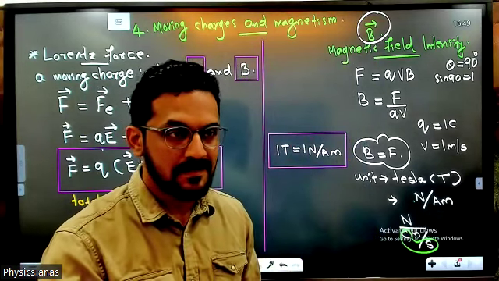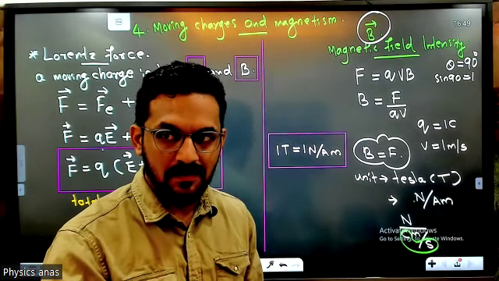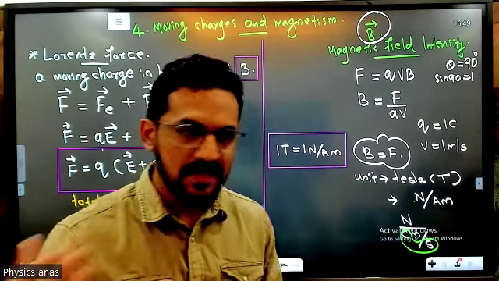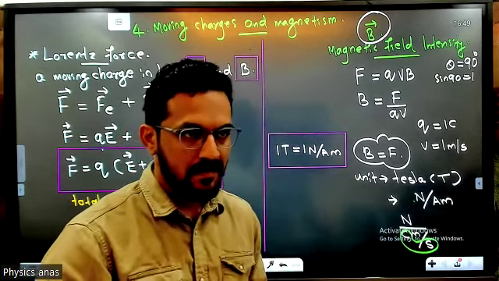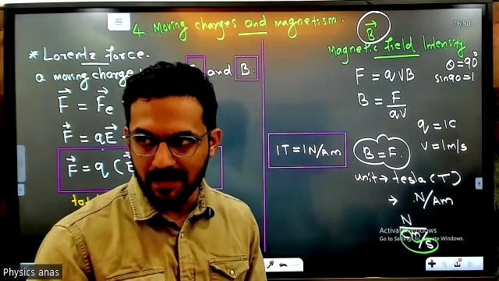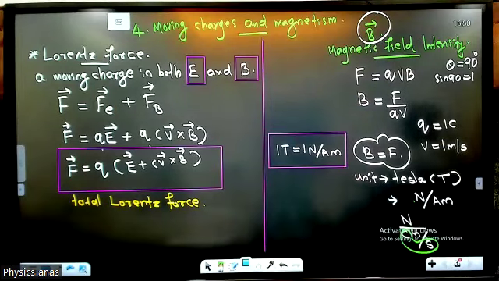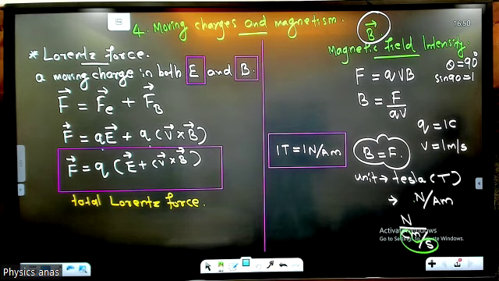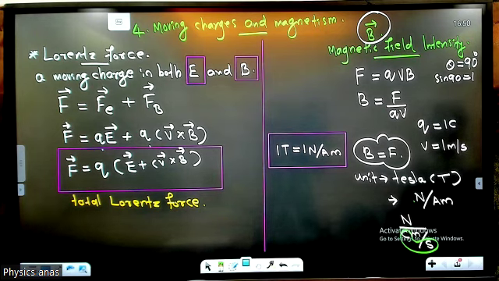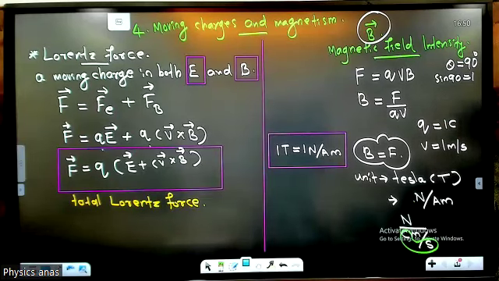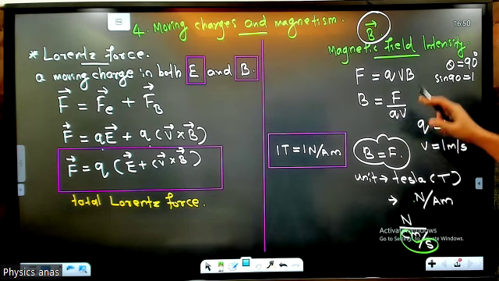That will be the force on a charge. If there is a current of 1 ampere moving through a length of 1 meter, you don't have to write that. Okay, you can write magnetic field intensity B. Then write this equation, F is equal to QVB. B is equal to F by QV.